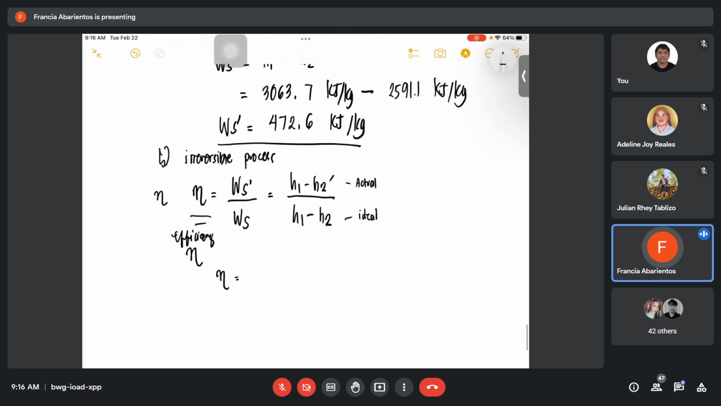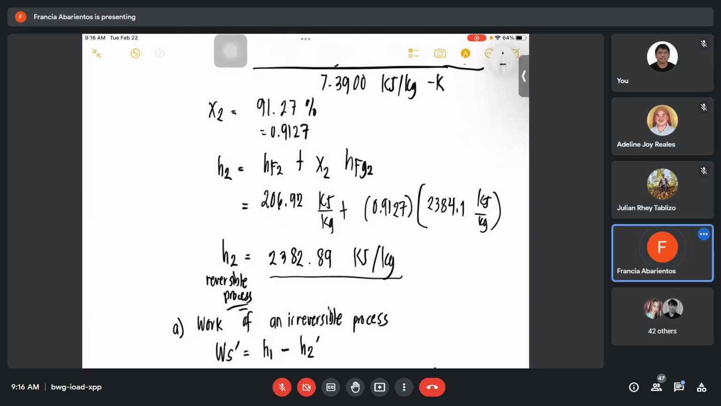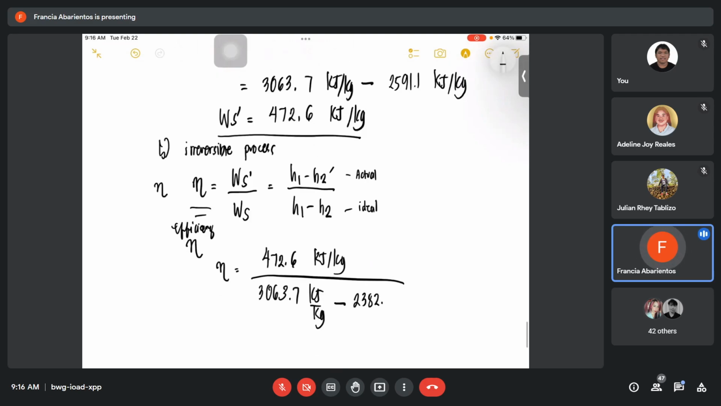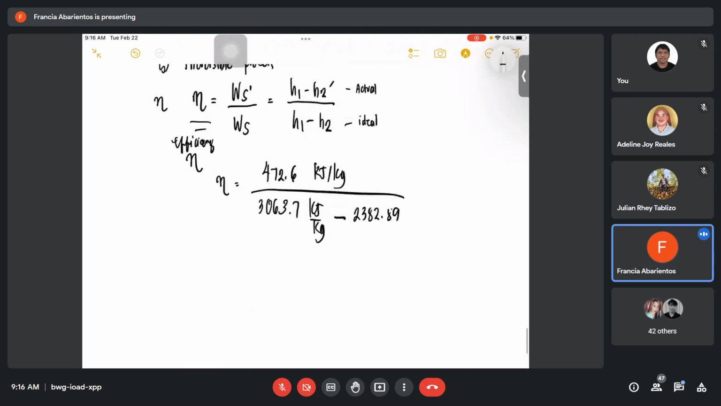Efficiency. So we have now, alam na natin yung sa taas. Kilojoule per kilogram. Sa baba, class, H1, we have 363.7 minus the H2. Ito, class, in a reversible process, 2382.89 kilojoule per kilogram. So we have now the efficiency.